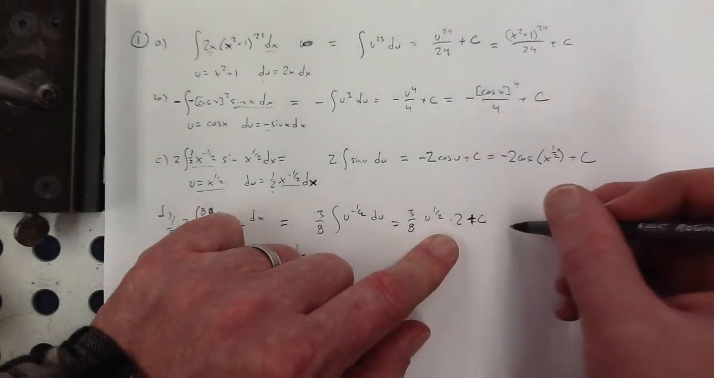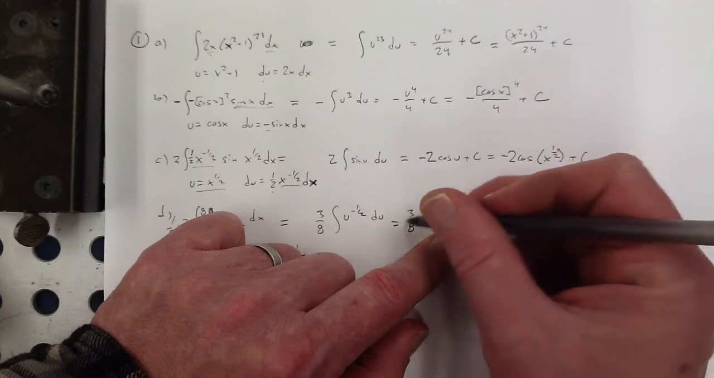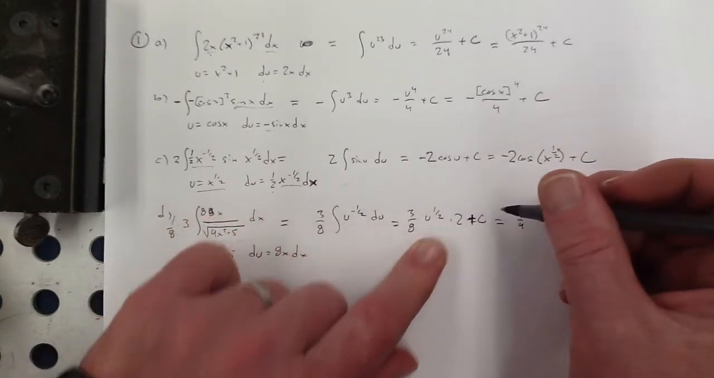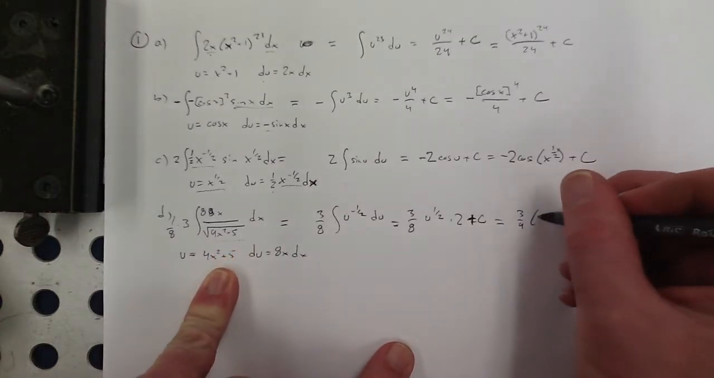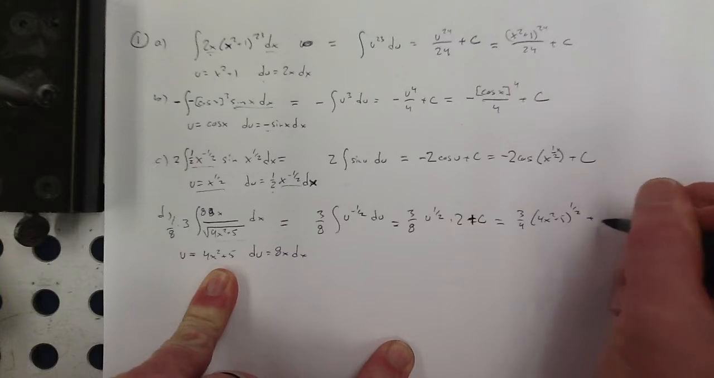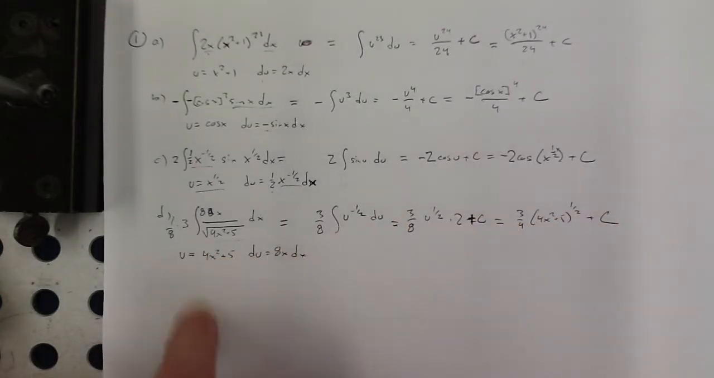So that's, what do we have? 3/4 u to the 1/2. That's 4x squared plus 5 to the 1/2 plus c. Try taking the derivative of that. See if you get the original thing.